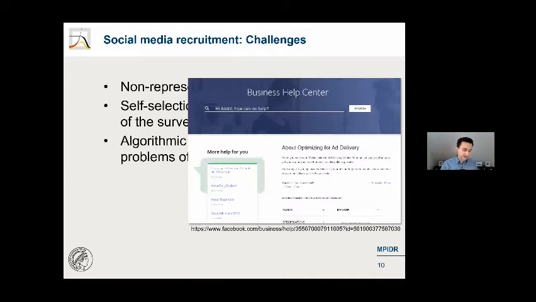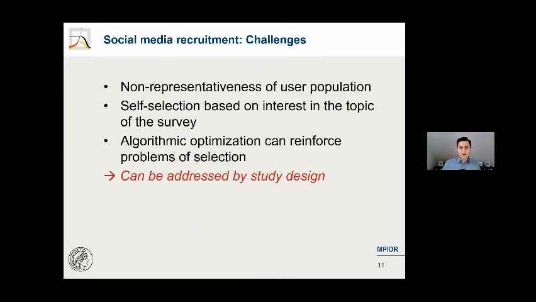And in my applied example, I will discuss a little bit how this additionally biasing process can be countered with the design of the study. So that can be addressed with the study design.